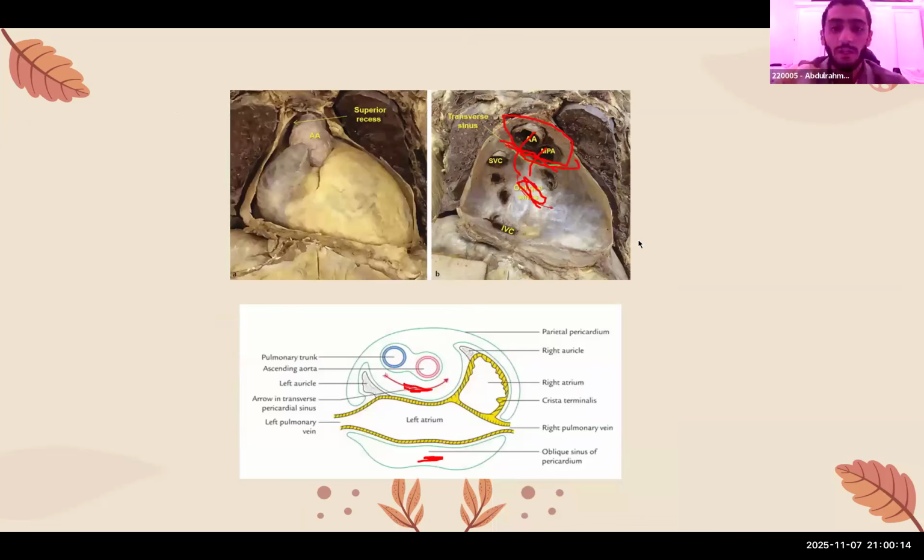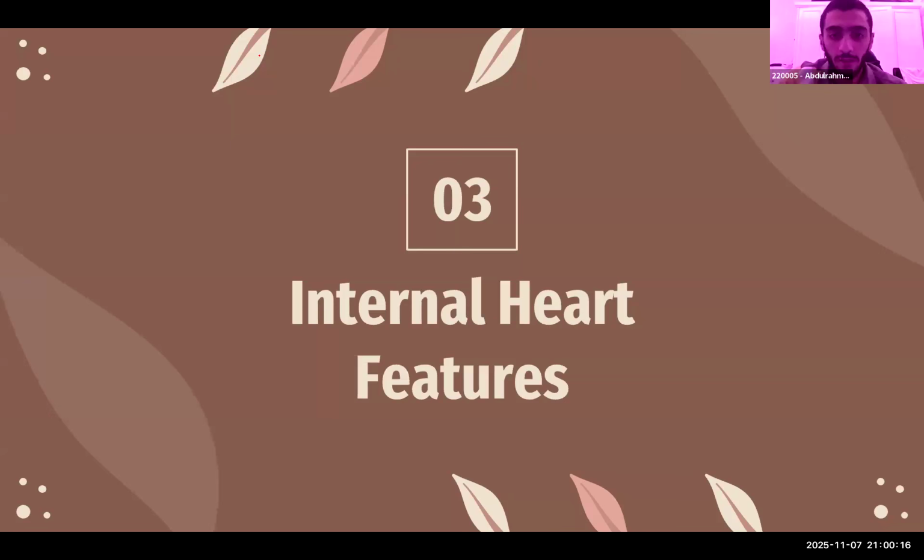All right, so the next part is the internal features of the heart. Now here it gets a little complicated, but there is a way to put in a certain rule and then just check this rule off for every chamber. Because if you want to study each chamber alone, it's going to be a little bit too much to remember for each chamber. So this is the way that helped me. It's basically to have a checklist and then cross stuff off for each chamber.